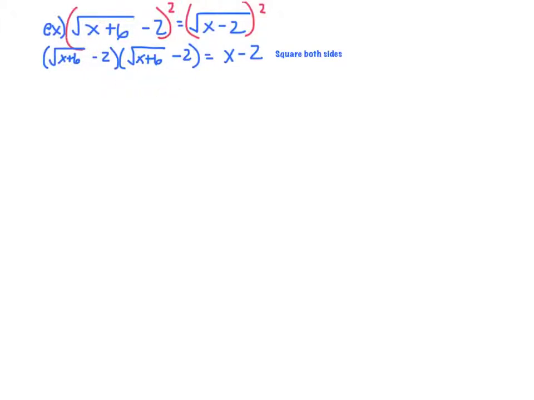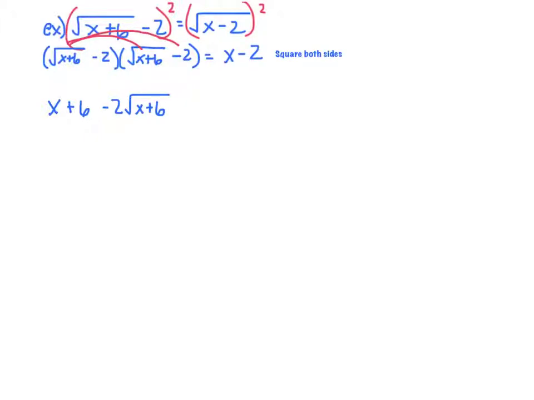Okay? So let's FOIL this. The square root of x plus 6 times the square root of x plus 6. That's the same thing as the square root of x plus 6 squared. So that's just x plus 6. Okay, so that's the first term. Now, the square root of x plus 6 times negative 2 is negative 2 times the square root of x plus 6.